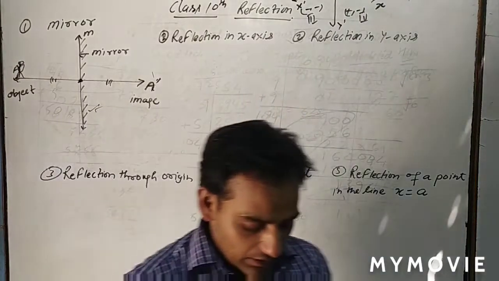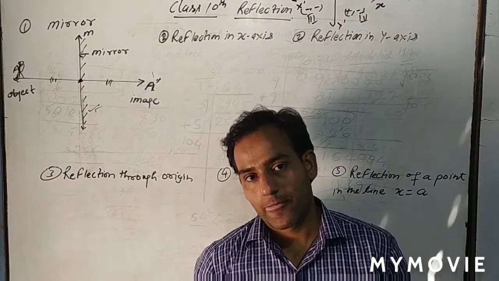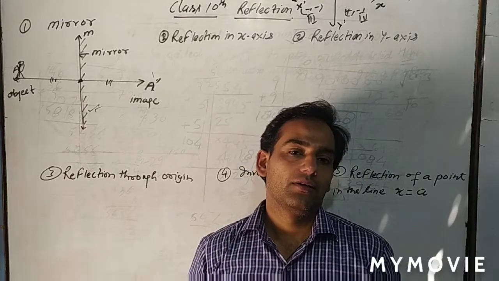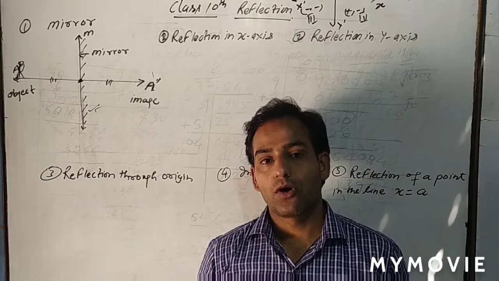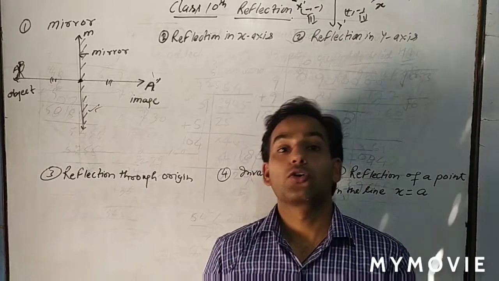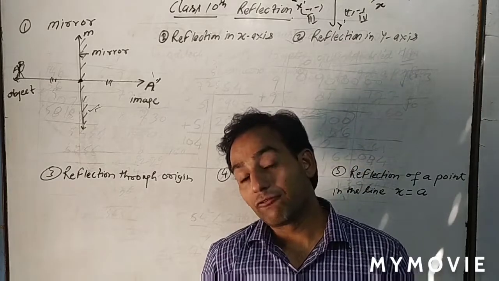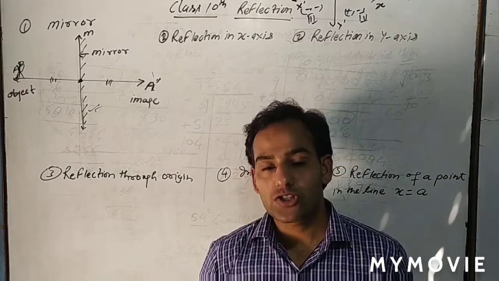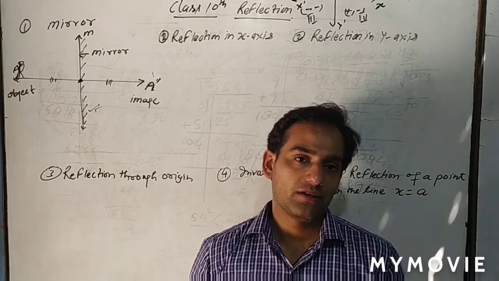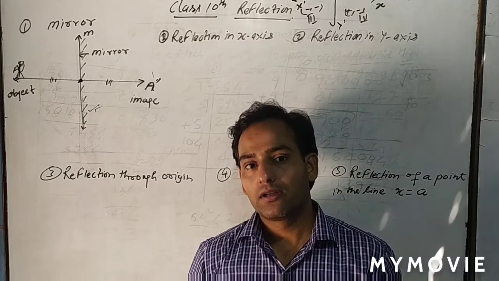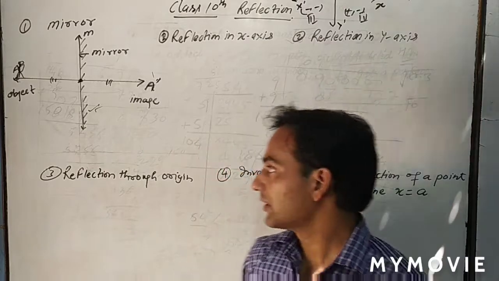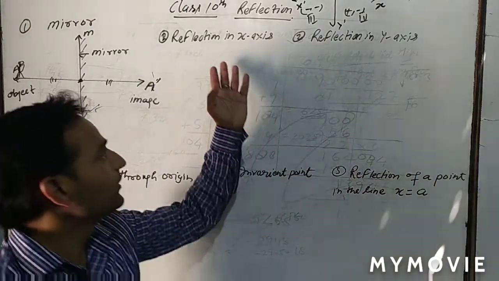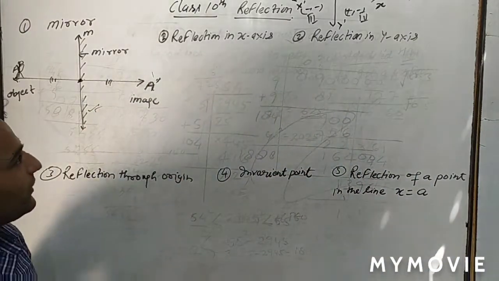Now, if we have to get some points and the reflection is being done through x-axis or through y-axis or through origin, some invariant points will also be there. Invariant point means there will be no change after reflection in that point. So what will they be? Listen carefully. Now, the first point I have written here is reflection in x-axis.